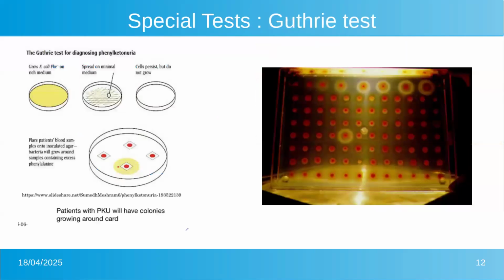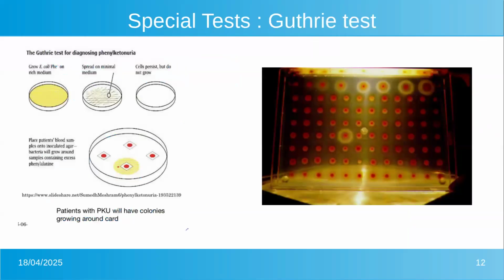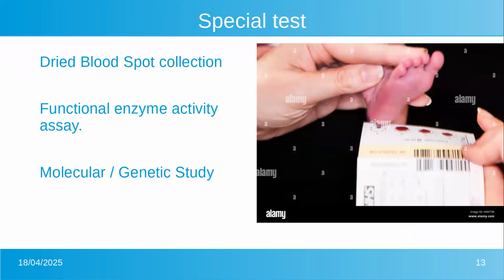So how do you diagnose a case of phenylketonuria? First is the clinical presentation, then the urine ferric chloride test, then a urine or serum chromatography. A more sophisticated version of urine or serum chromatography is liquid chromatography mass spectrometry. We have the Guthrie's test, where the bacteria will not grow in the medium. If you put a drop of urine, the urine provides phenylalanine, then the bacteria grows. So if the bacteria grows, we know that phenylalanine is present in the urine, which means the child is suffering from phenylketonuria. Then collect dried blood spots, send these samples for functional enzyme assay and do molecular or genetic testing to confirm the diagnosis. So far, so good.